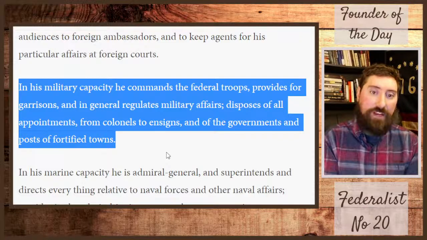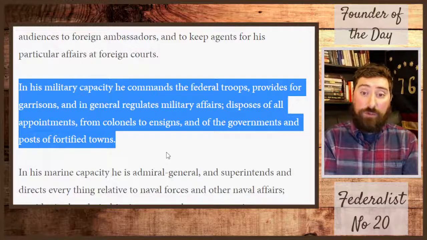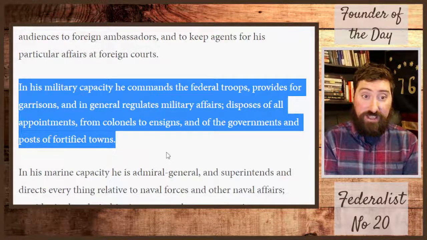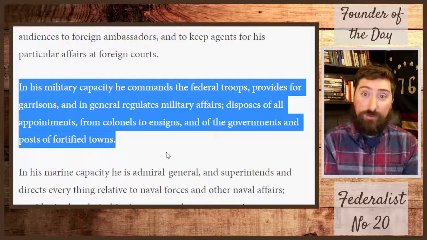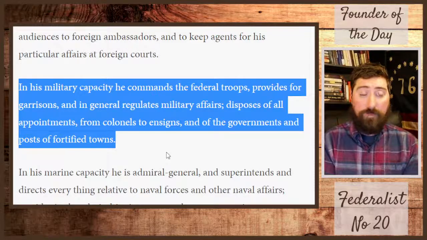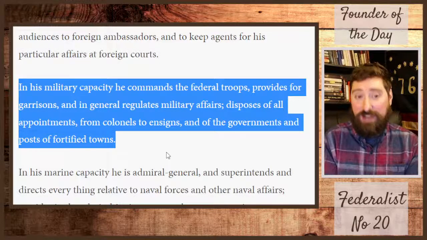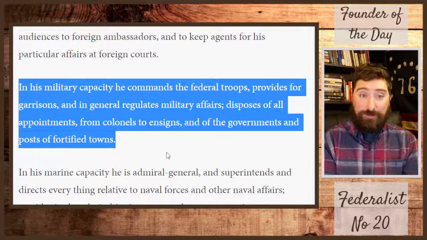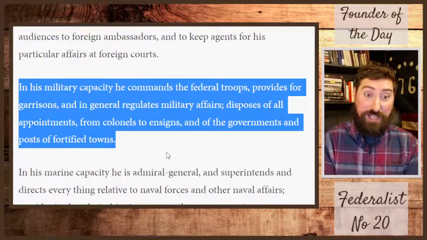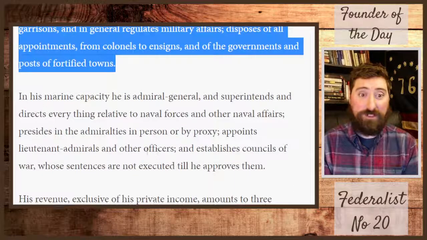In his military capacity, he commands the federal troops, provides for garrisons, and in general regulates military affairs, disposes of all appointments from colonels to ensigns, and of the governments and posts of fortified towns. So he's the chief executive. He's commander-in-chief. That is something you would expect from the top person in the executive branch in almost every government.